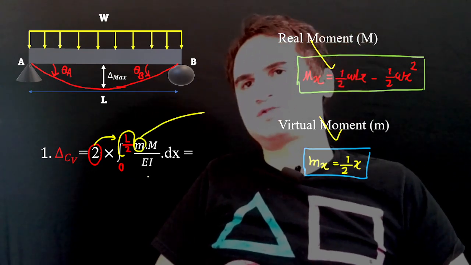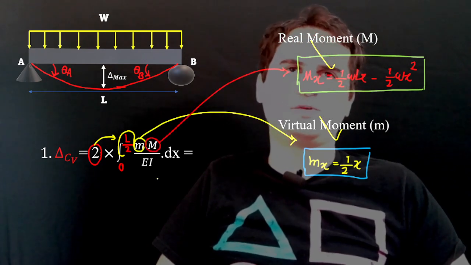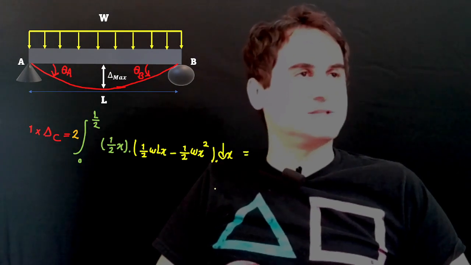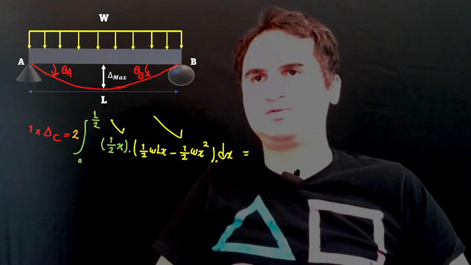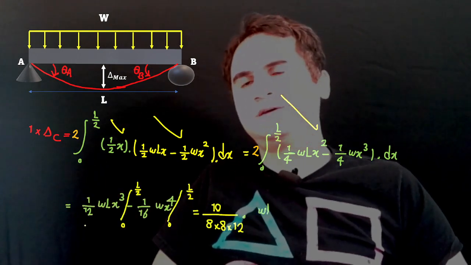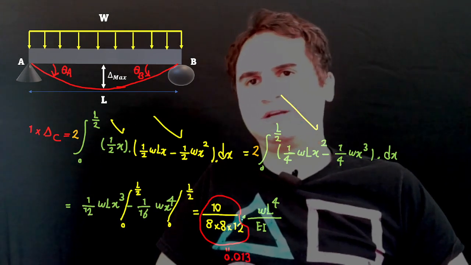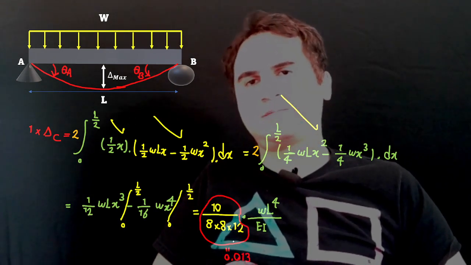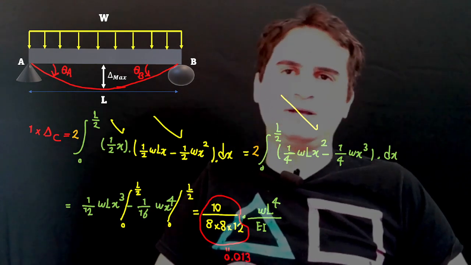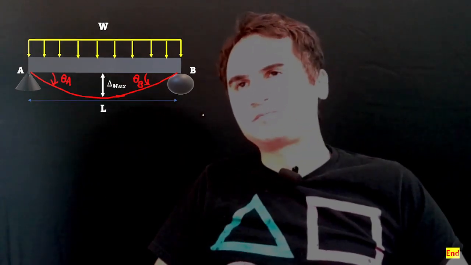And if you replace small m with this m and capital M with the real moment and plug them into the equation, just integrate it. It gives you these two terms, multiply them by each other, then integrate them and replace the limits of your integration. It gives you 10 over 8 times 8 times 12 in the denominator, which is almost 0.013 WL to the fourth over EI.